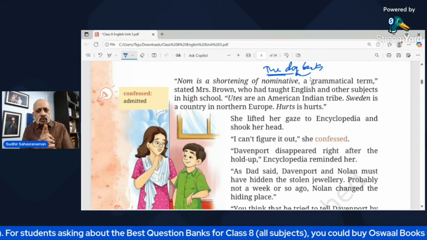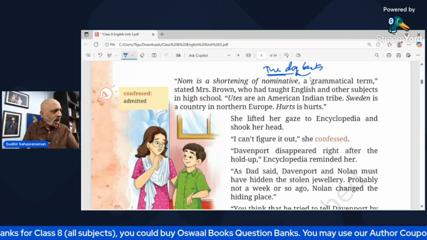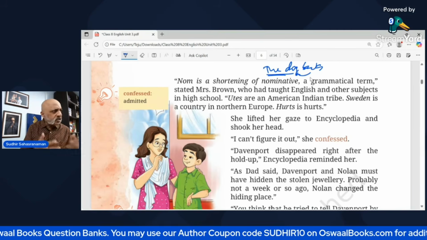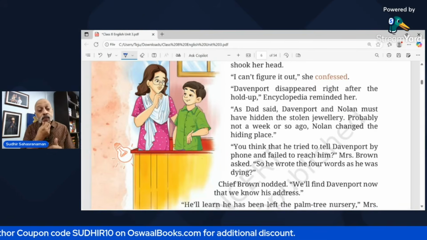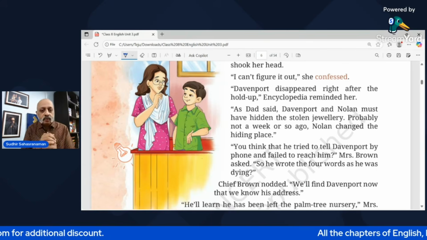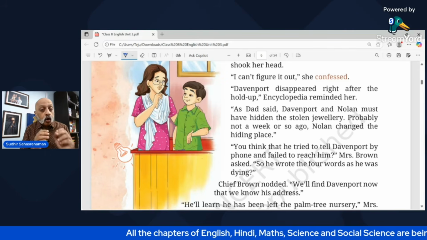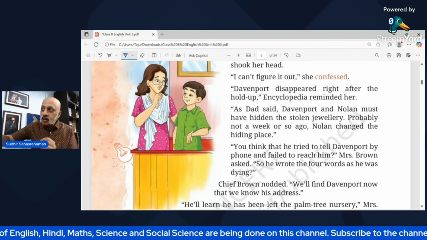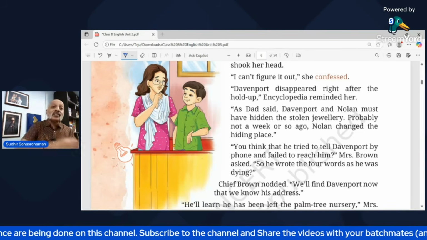Even Mrs. Brown is unable to understand. She lifted her gaze to Encyclopedia, means she looked up and looked at Encyclopedia and shook her head. I can't figure it out, she confessed. Means she admitted that she's not able to figure it out. Davenport disappeared right after the holdup, Encyclopedia reminded her, right? That Davenport, immediately after the robbery, disappeared. As Dad said, Davenport and Nolan must have hidden the stolen jewelry. Probably not a week or so ago, Nolan changed the hiding place. That they had hidden the stolen jewelry at a particular place, but he had changed the hiding place and put it at some other place.